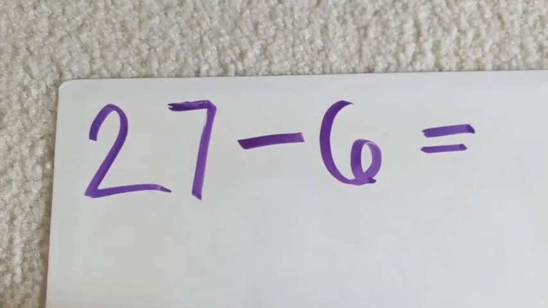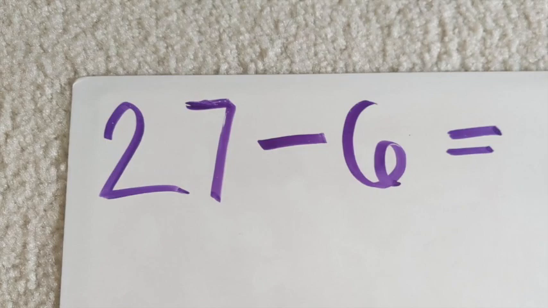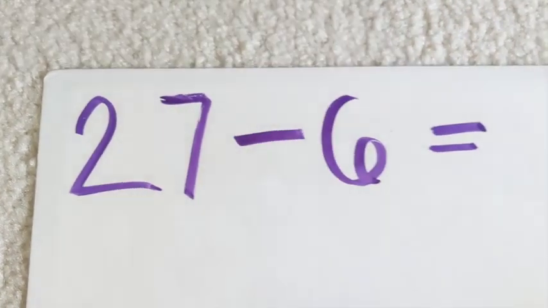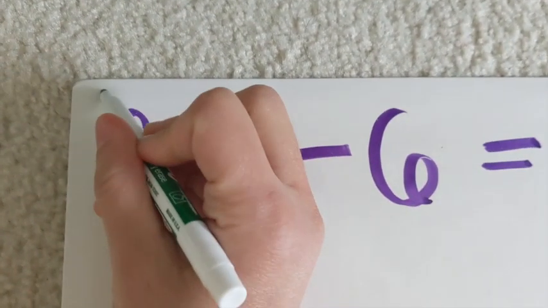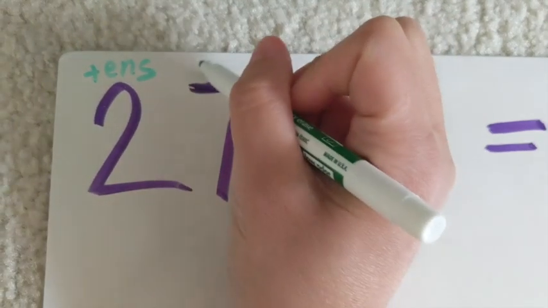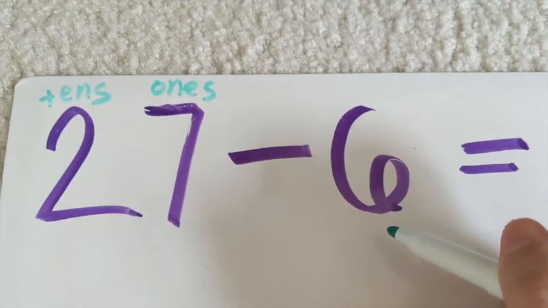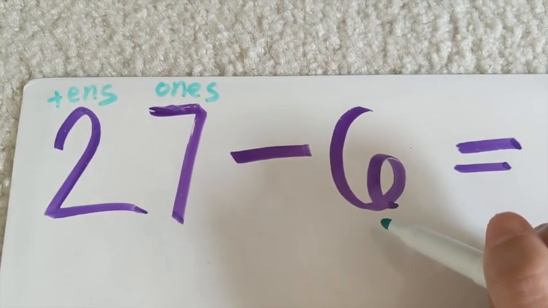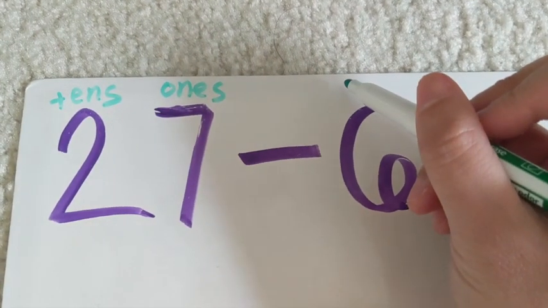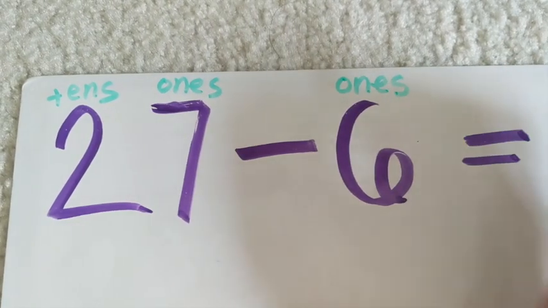So let's take a look at this number over here. We have a 2-digit number. We have a 2, which is in the tens place. So we've got 2 tens. And we have 7 ones. What do you think the 6 is? Is it in the tens place or is it in the ones place? There's only one digit, so it's definitely in the ones place.